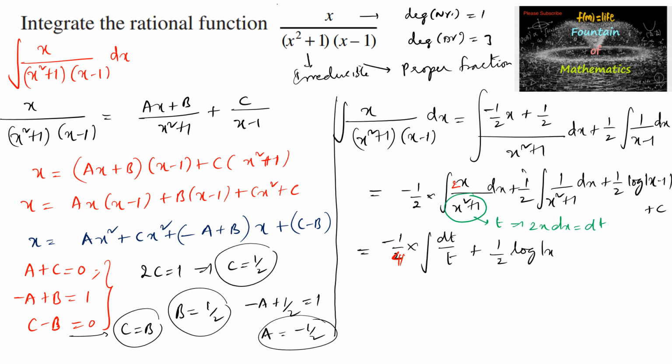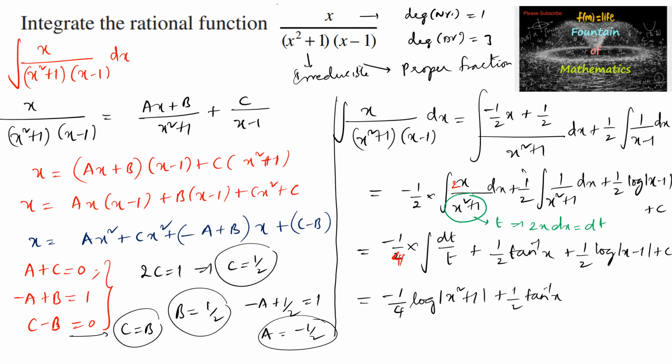and plus 1 by 2 log mod of, sorry, integration of 1 upon x square plus 1 is tan inverse of x plus 1 by 2 log mod of x minus 1 plus c, that is minus 1 by 4 log mod t, which is nothing but x square plus 1 we can write, plus 1 by 2 tan inverse of x plus 1 by 2 log mod of x minus 1 plus c is the answer.